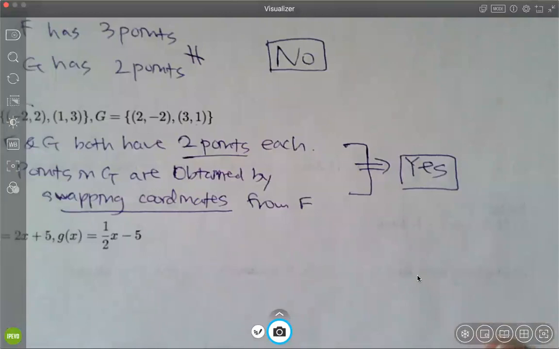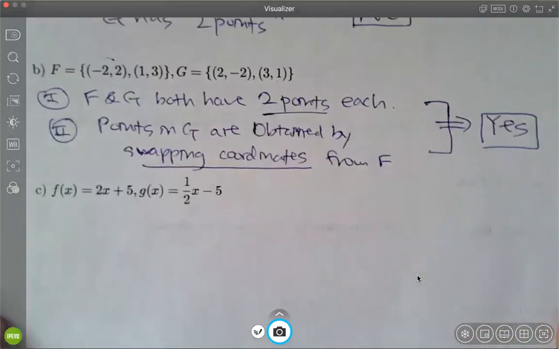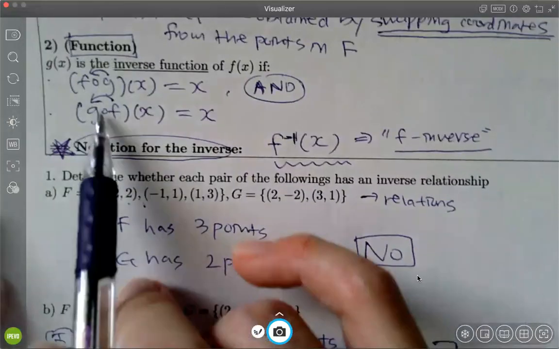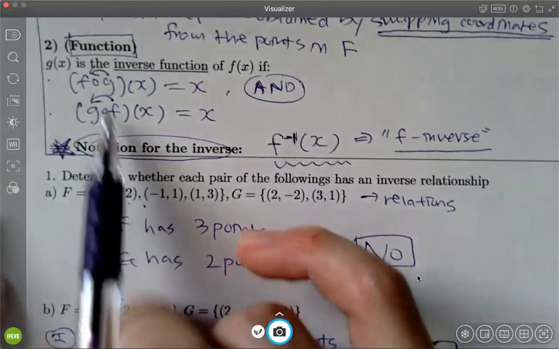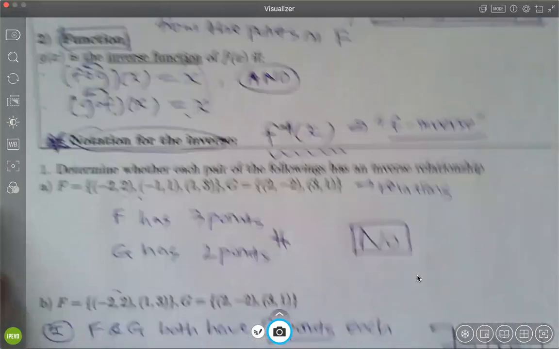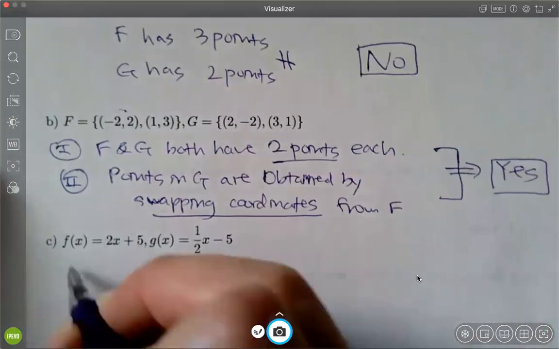Starting part C, we have functions. So what do we have to check? We have to compute what we just did, right? F circle G and G circle F. And remember, they all have to be equal to x at the end, which is the simplest case. So let's compute F circle G.